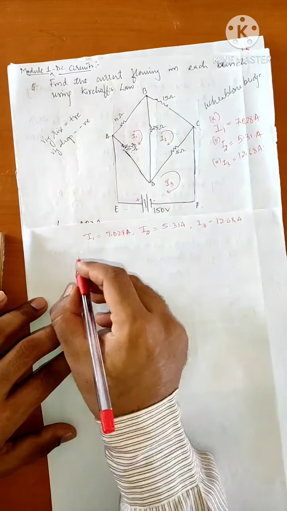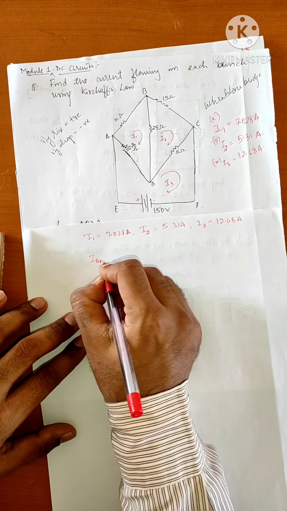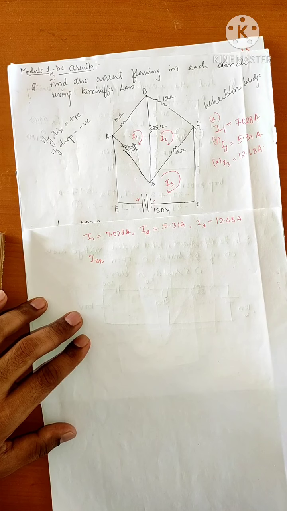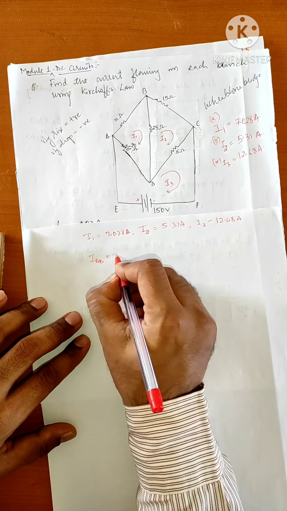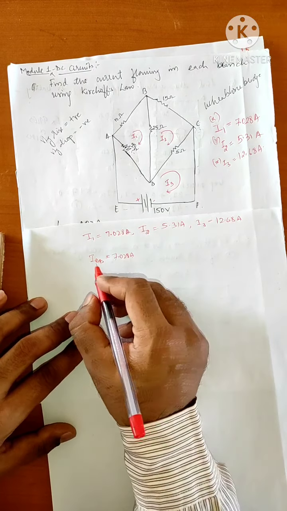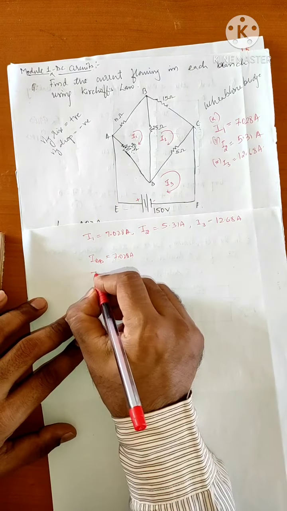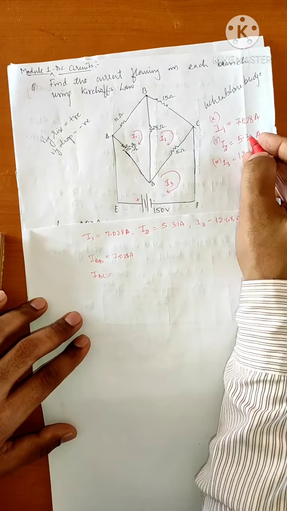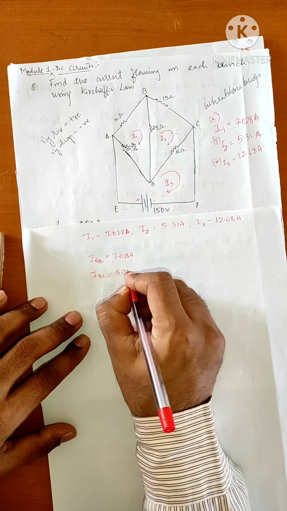So find the current in IAB. The current flowing in IAB is nothing but 7.028 ampere only. Now find the current in IBC. The current flowing in IBC is only I2, that is 5.31.